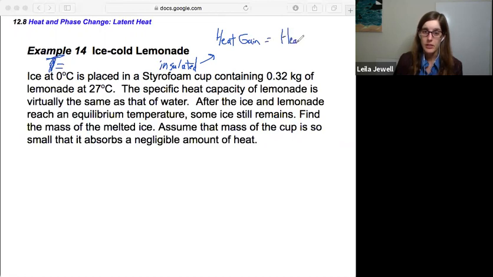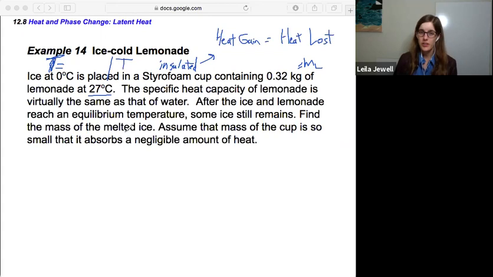Heat gain is equal to heat lost. Awesome. All right. Now we know this mass, 0.32 kilograms. That's going to be the mass of the lemonade. So M sub L there. Maybe that's a better way of writing it. All right. So we have our mass of the lemonade. Very good. And we also have a temperature of the lemonade, right?